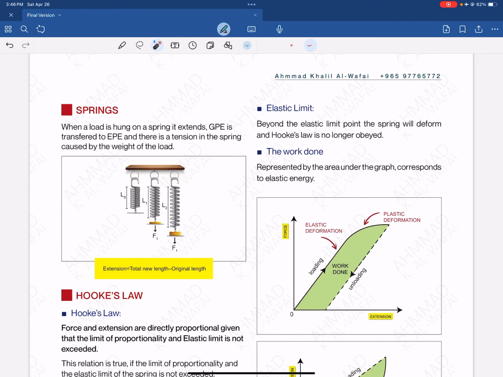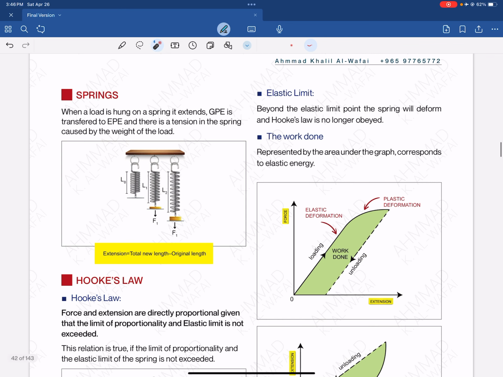Okay, guys, now we're going to talk about springs and Hooke's law. In this case, as you can see, this is a spring with no load attached to it. So we call this the original length, or L node. And this one has got a force or a load attached to it, so it extends. And this one, we increase the force, so it extends even more.